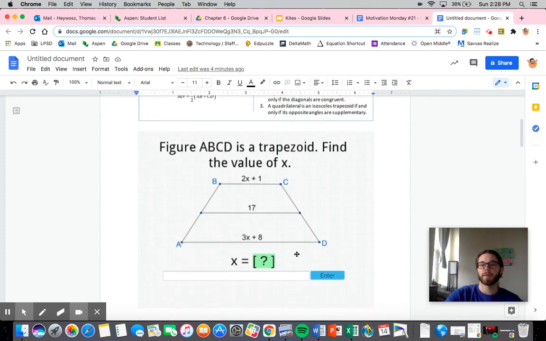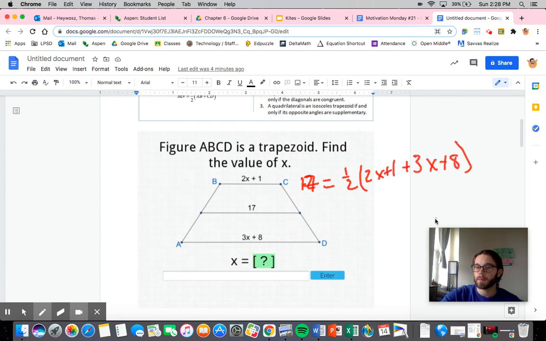So, for example, if we had to find the value of x, given that this is a mid-segment here, we would know that this length, 17, is equal to 1/2 BC plus AD: 2x plus 1 plus 3x plus 8. Okay, so 17 is going to be equal to 1/2. What's this going to be? 5x plus 9. I'm going to multiply both sides by 2 to get rid of that 1/2. So I get 34 equals 5x plus 9.